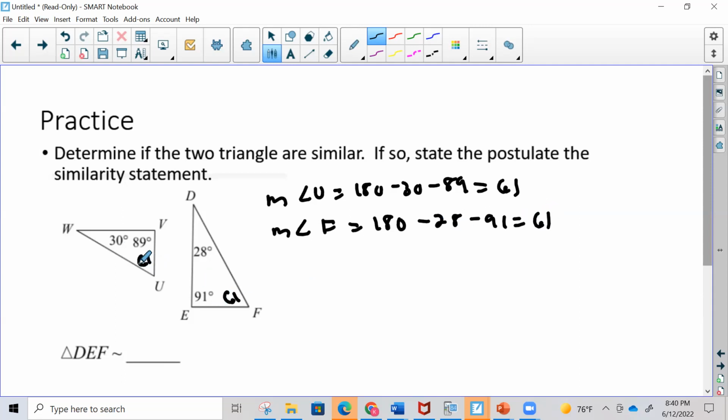So there is one angle congruent, but the other two are not. They're close, but they're not. So these are not similar. And if they're not similar, you're done. You don't state a postulate. You don't give the similarity statement because they're not similar. Okay, and that's because technically all three of the angles have to be congruent for them to be similar.